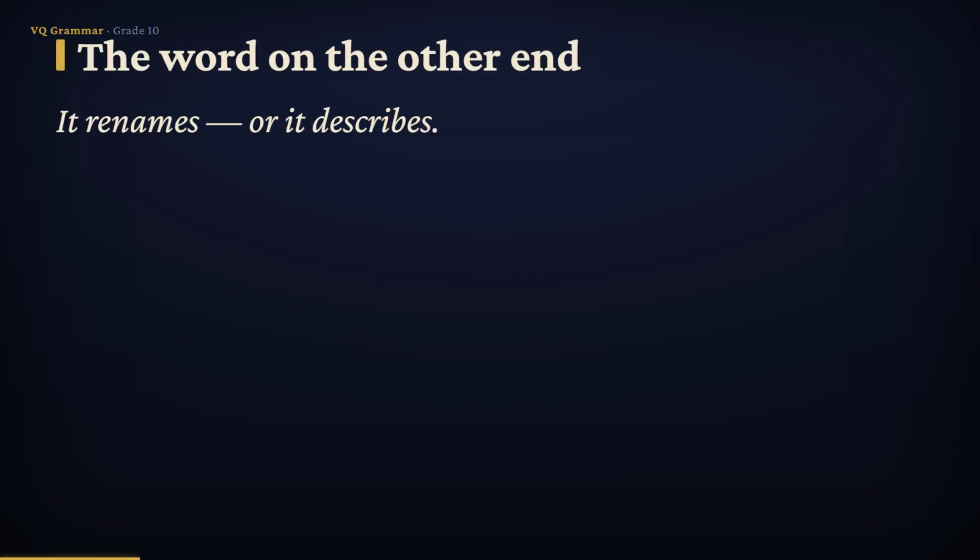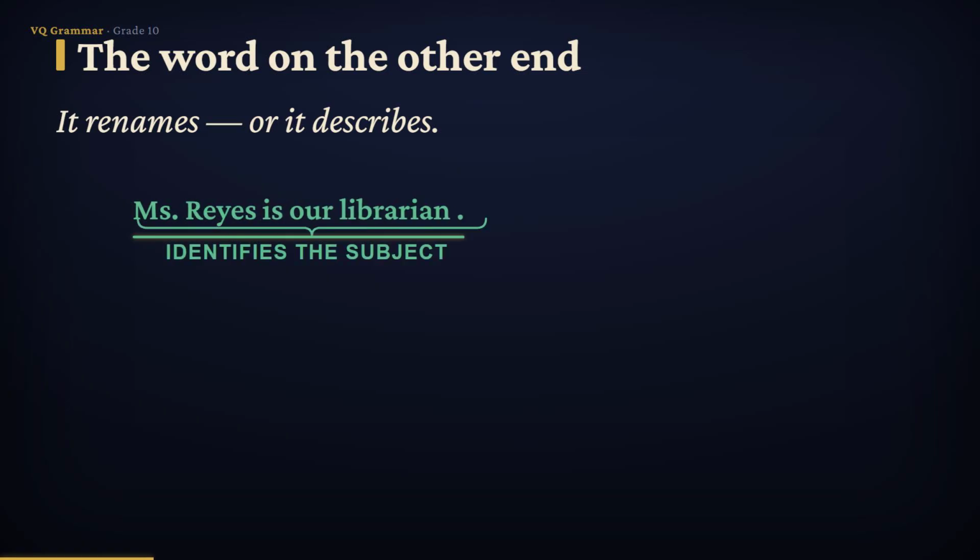Now, let's name the word sitting on the other end of that link. Look at this one. Ms. Reyes is our librarian. The verb is joins Ms. Reyes to the word librarian, and librarian renames her. It tells us who she is. When the word after a linking verb is a noun that renames the subject, we call it a predicate noun.